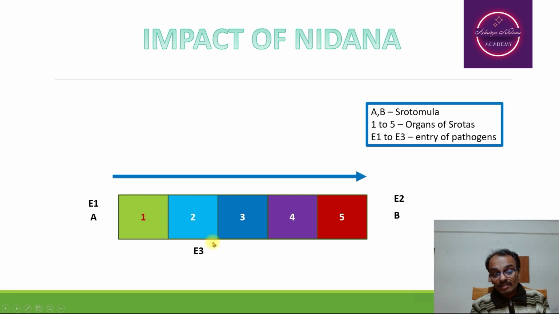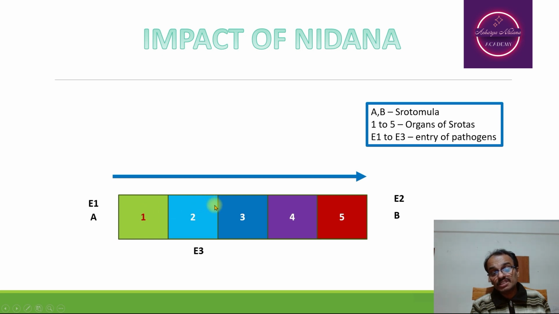Suppose the pathogen is entering through the E3 region. The initial affliction will be taking place in organ number 2. Then you are going to expect organ number 3, organ number 4 and organ number 5. Whereas for organ number 1, the possibility of involvement is very remote, because the movement of the entering pathogen is going to take place from A to B. Hence, the entry of pathogen is happening at 2. That is the reason the movement will take place in this direction only, not towards 1.